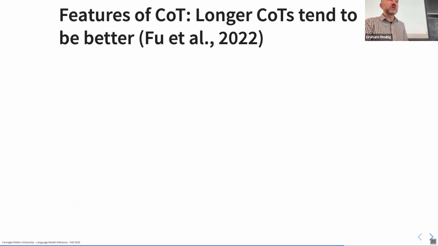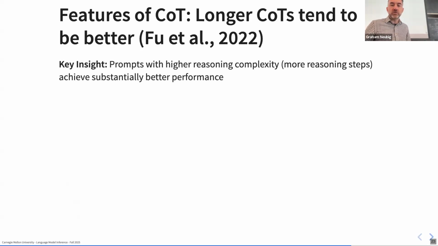Cool. So another example, this also goes into what we're going to talk about with reasoning models. One feature of chain of thought is that longer chains of thought tend to be better on average. This is a paper from 2022 where they demonstrated that even with very early chain of thought models, longer chains of thought tended to be better. These are not models that were trained for chain of thought. These were only the ones that had emergent reasoning.